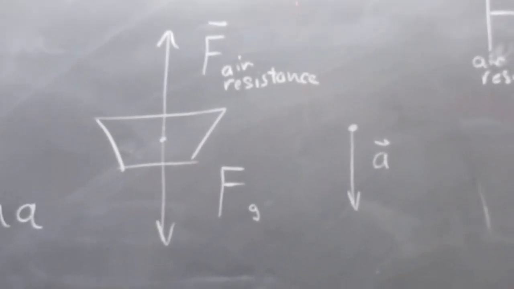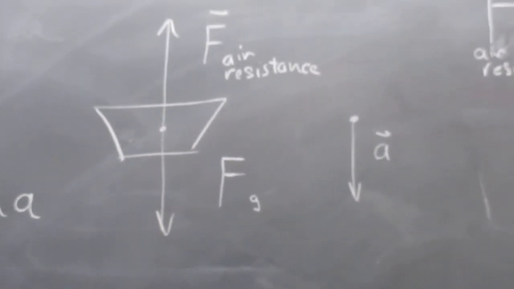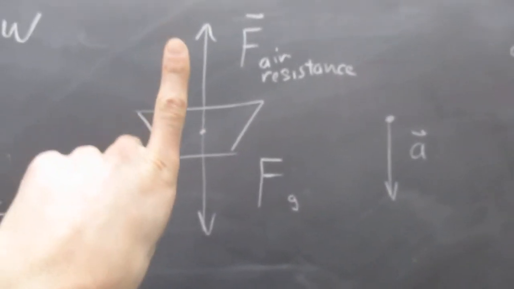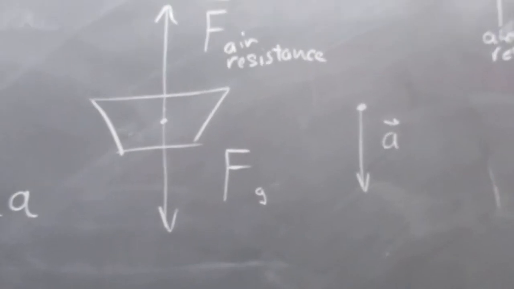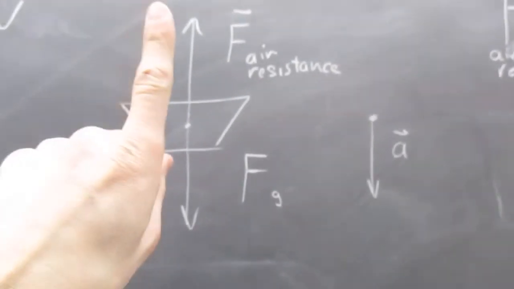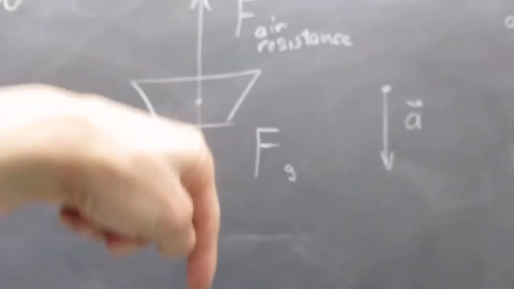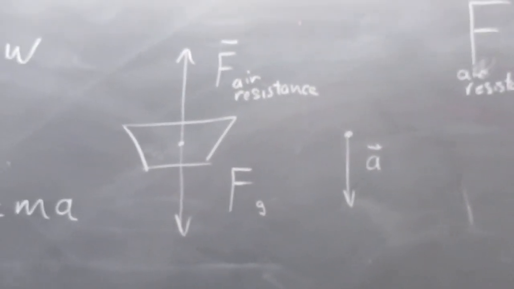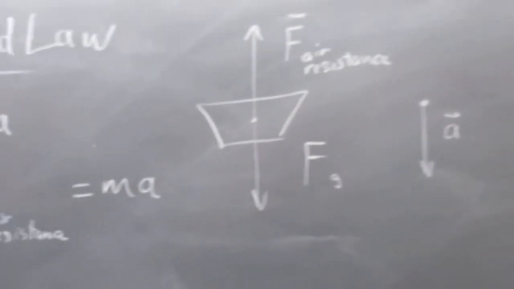As it accelerates downwards, it goes faster and faster, so the force of air resistance gets larger and larger. There comes a point where the force of air resistance equals the force of gravity, and at that speed we call that terminal velocity.